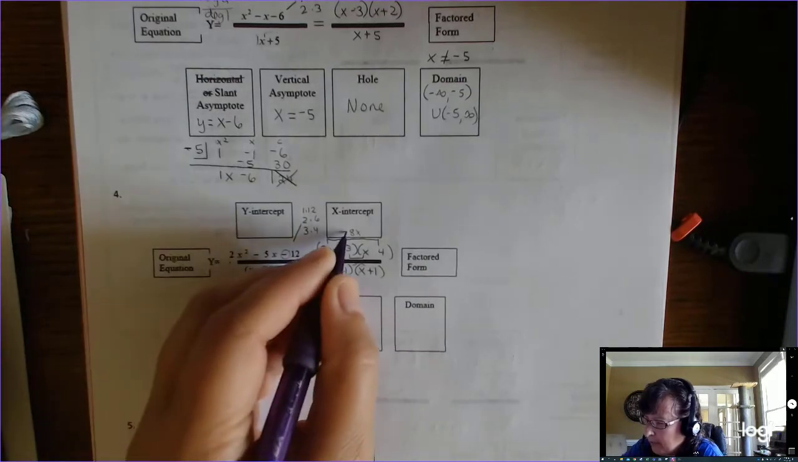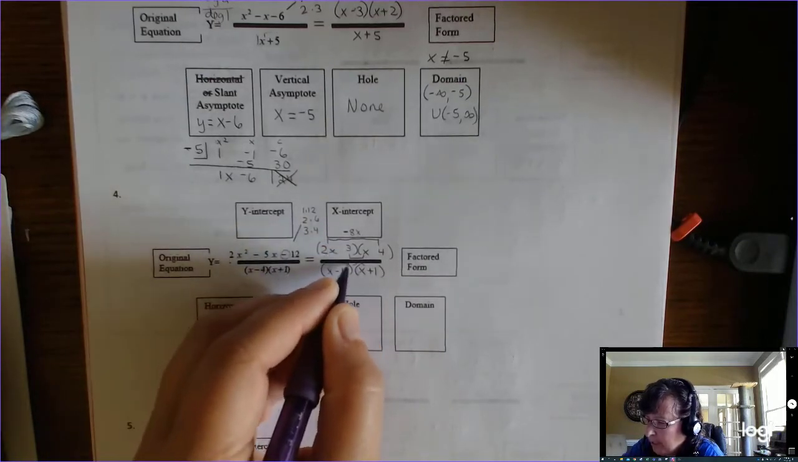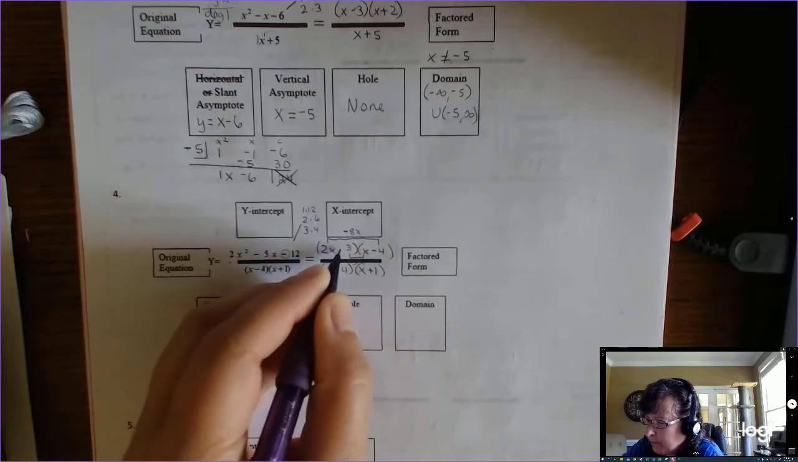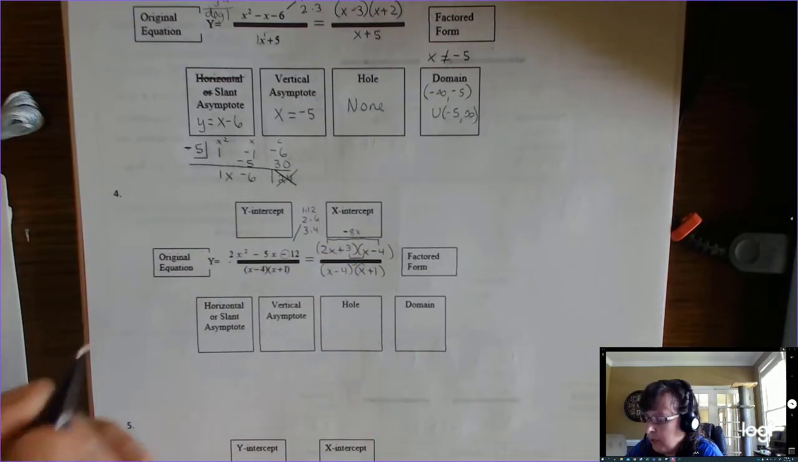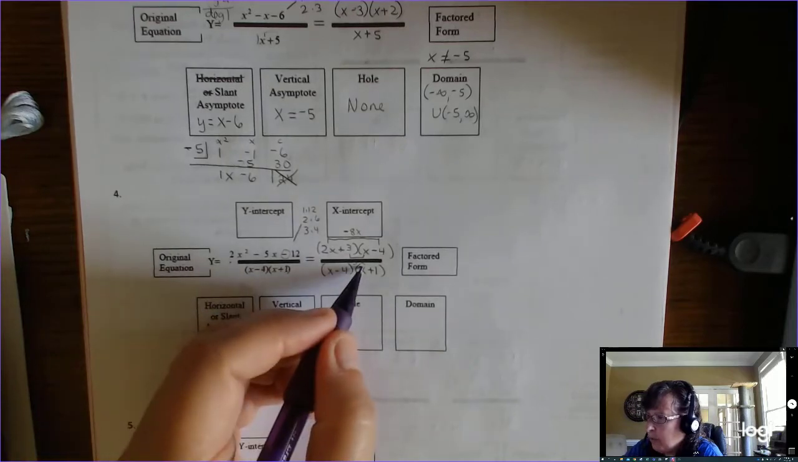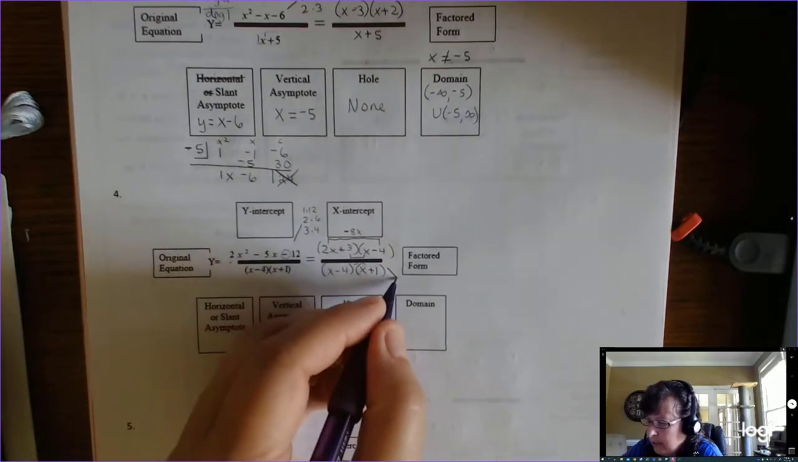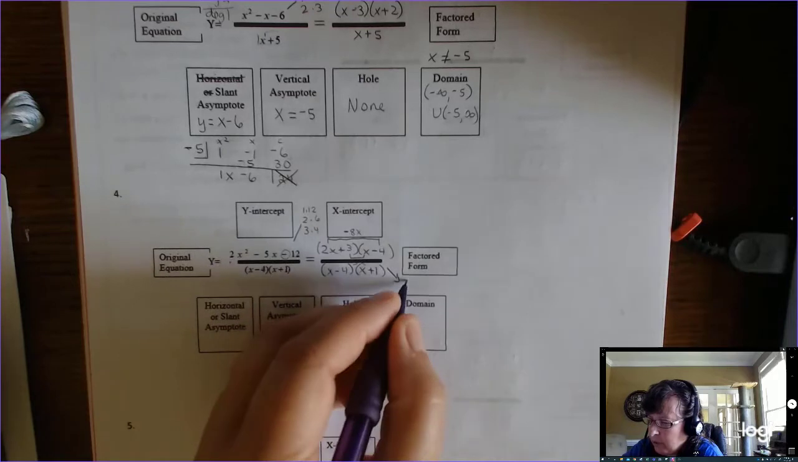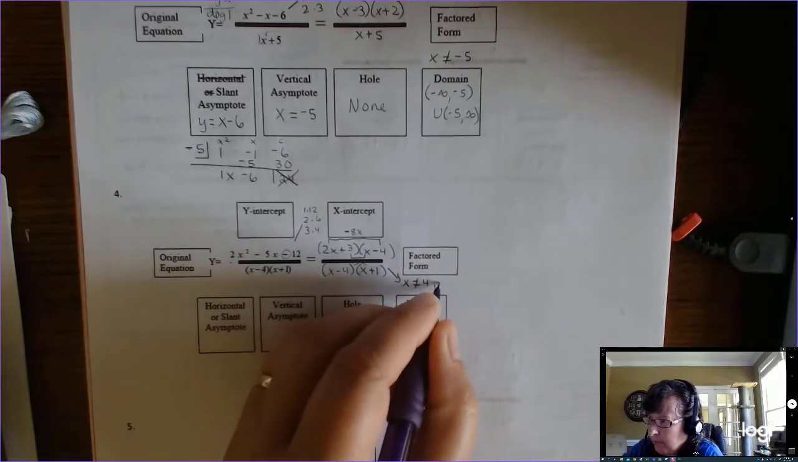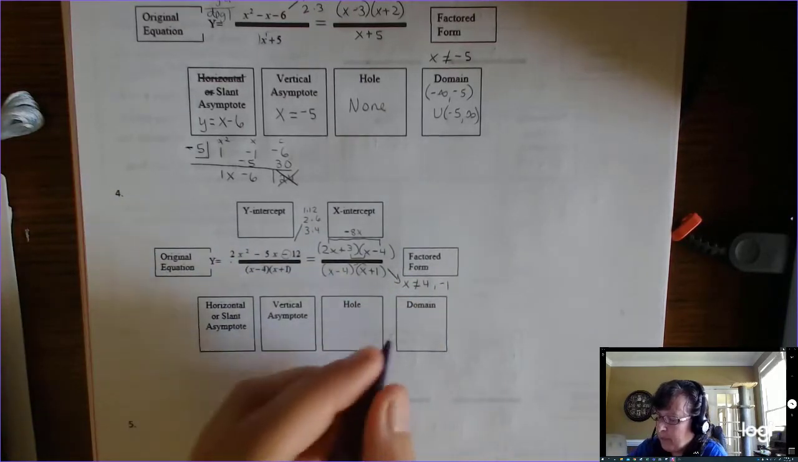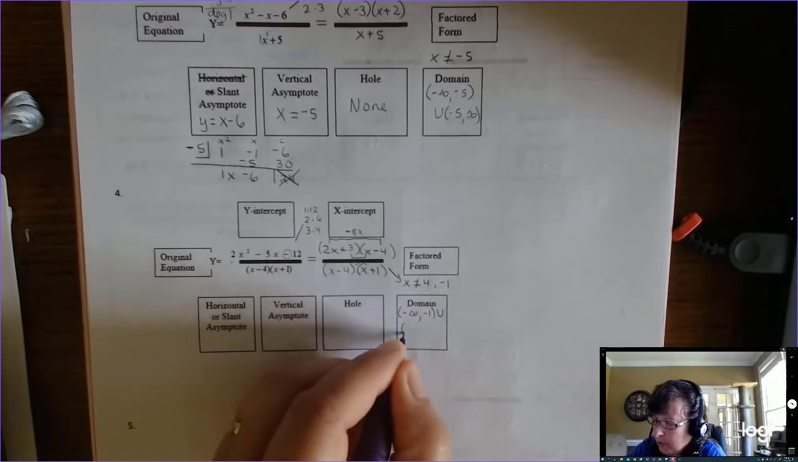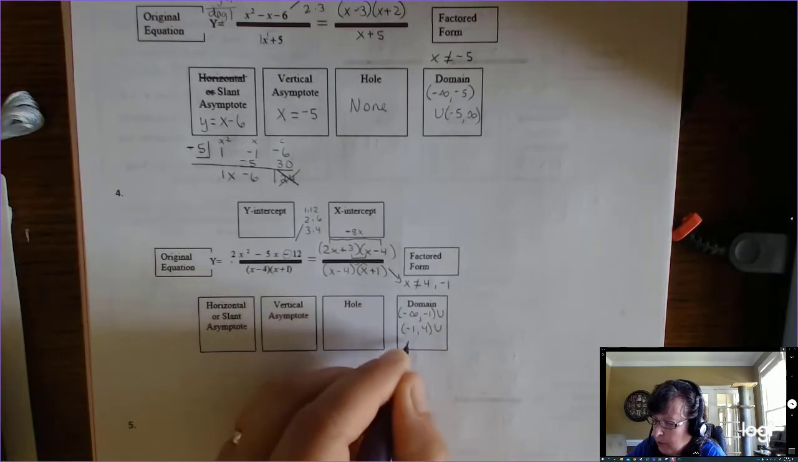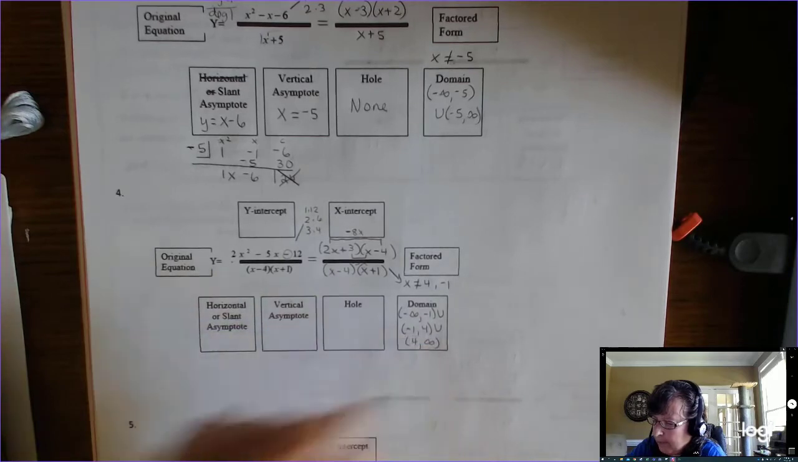Now I want it to be a negative 5, so negative 8 and positive 3 would work. So those are my signs. 2x plus 3, x minus 4. Okay, now remember, before you cancel anything, the domain is just going to come from the zeros of the denominator. x can't be 4 or negative 1. So you have an interval notation of negative infinity to negative 1, union negative 1 to 4, union 4 to infinity.